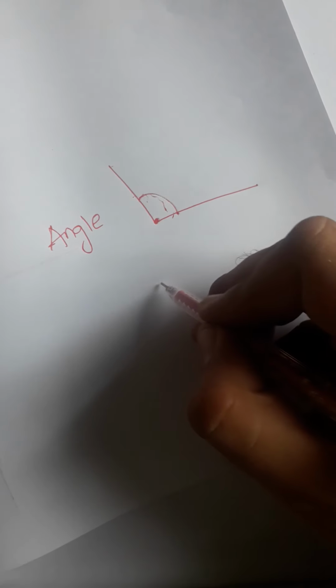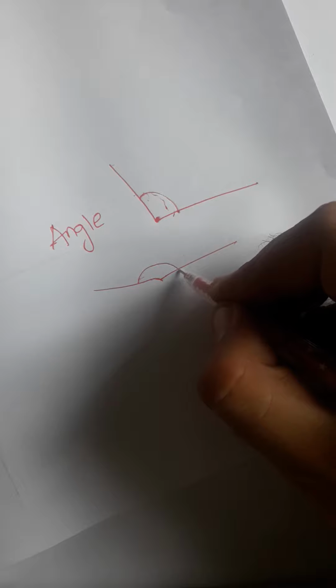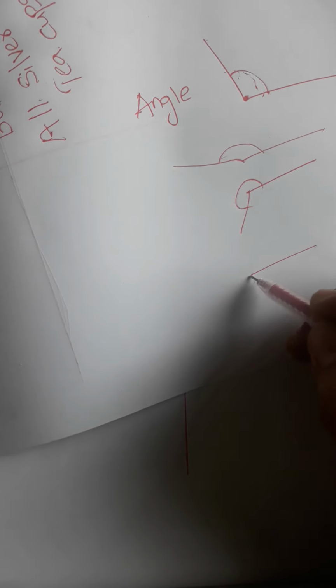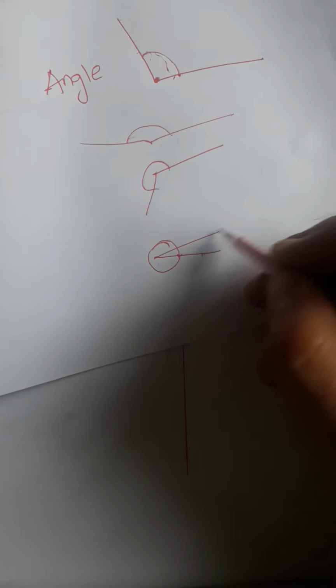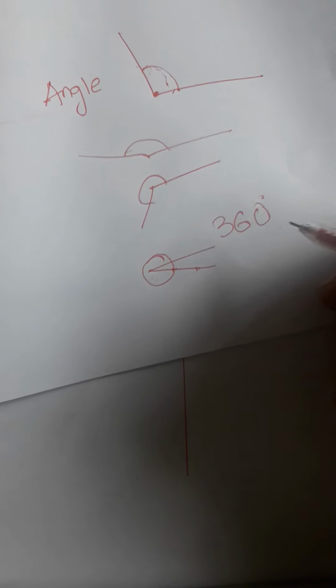In the same way, this is one line, this is one line, from here to here is the angle. So the entire angle, here one line, from here to here is another angle. In the same way, this is one line, this is one line, here to here is the angle. So the entire angle is equal to what? 360 degrees.